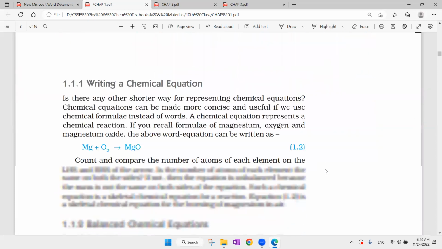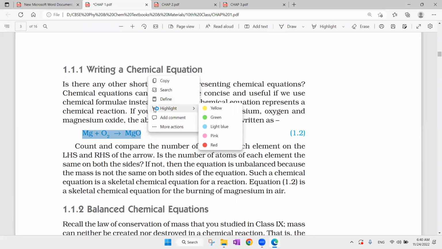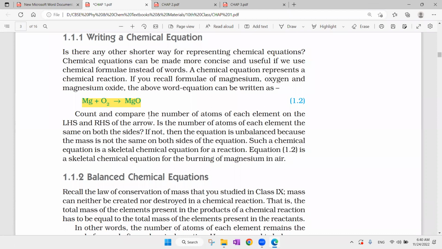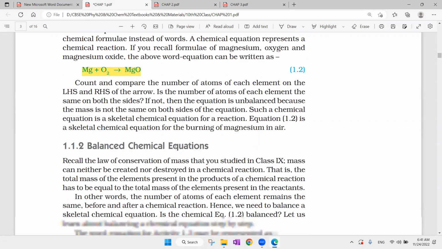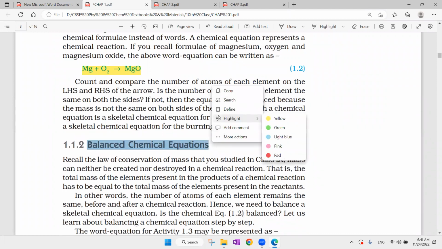Then in 1.1.1, writing chemical equation, converting word equation into symbolic representations. We will be using symbols as well as formulas. Mg plus O2 gives rise to MgO. Then you have to count and compare the number of atoms, left hand side, right hand side. Then you have to adjust those numbers, assigning those numbers, making it equal, nothing but balanced chemical equations. So you need to balance chemical equation.